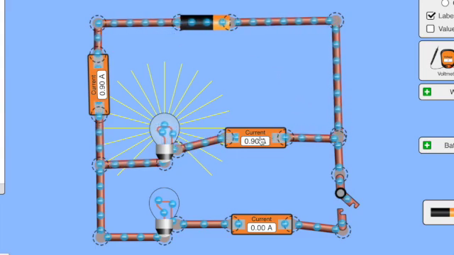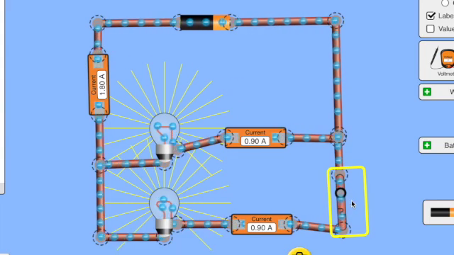You can see I've got an ammeter here and it's 0.9, and I've got an ammeter here and it's also 0.9. So it doesn't matter where the ammeter is in a series circuit, the current will always be the same. And we're now going to think about, is that true in a parallel circuit? And the answer is no.